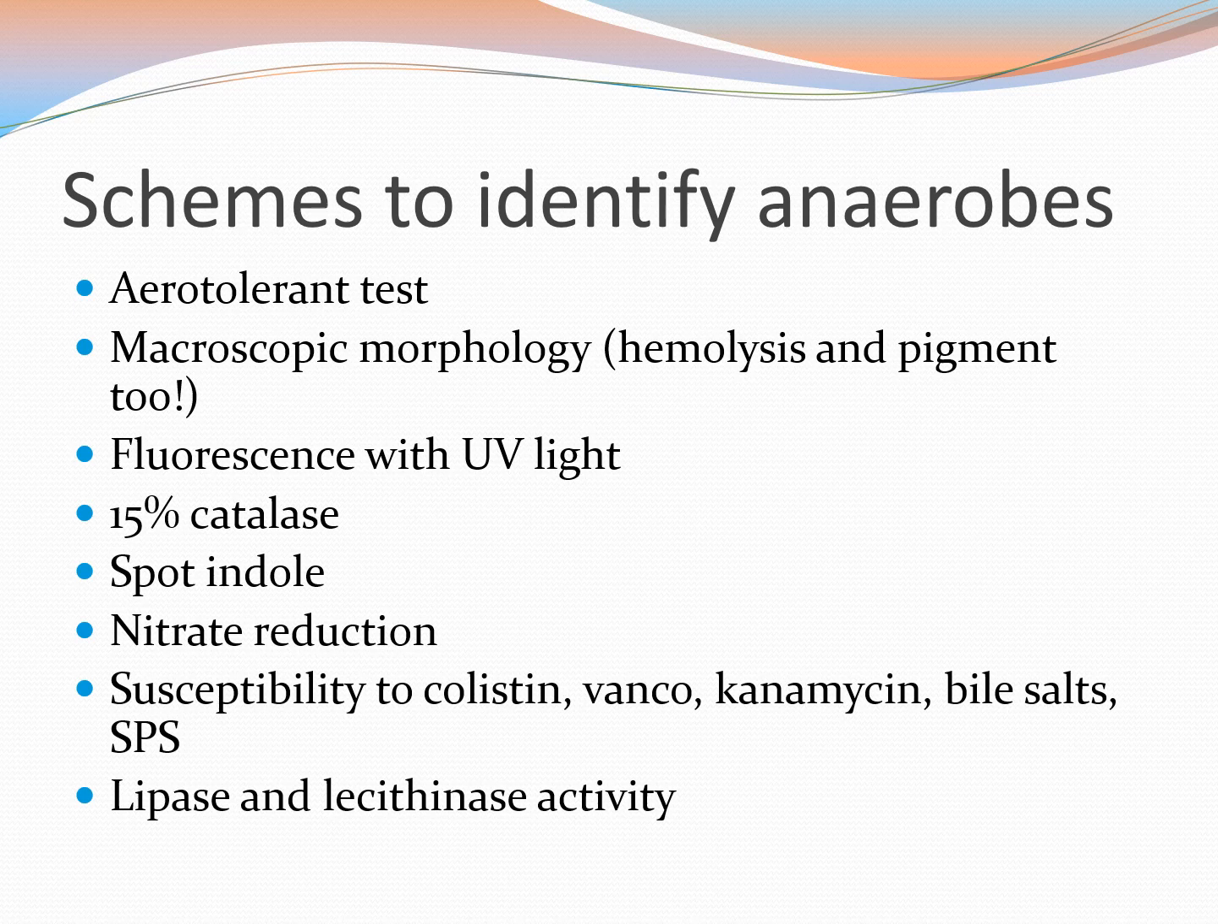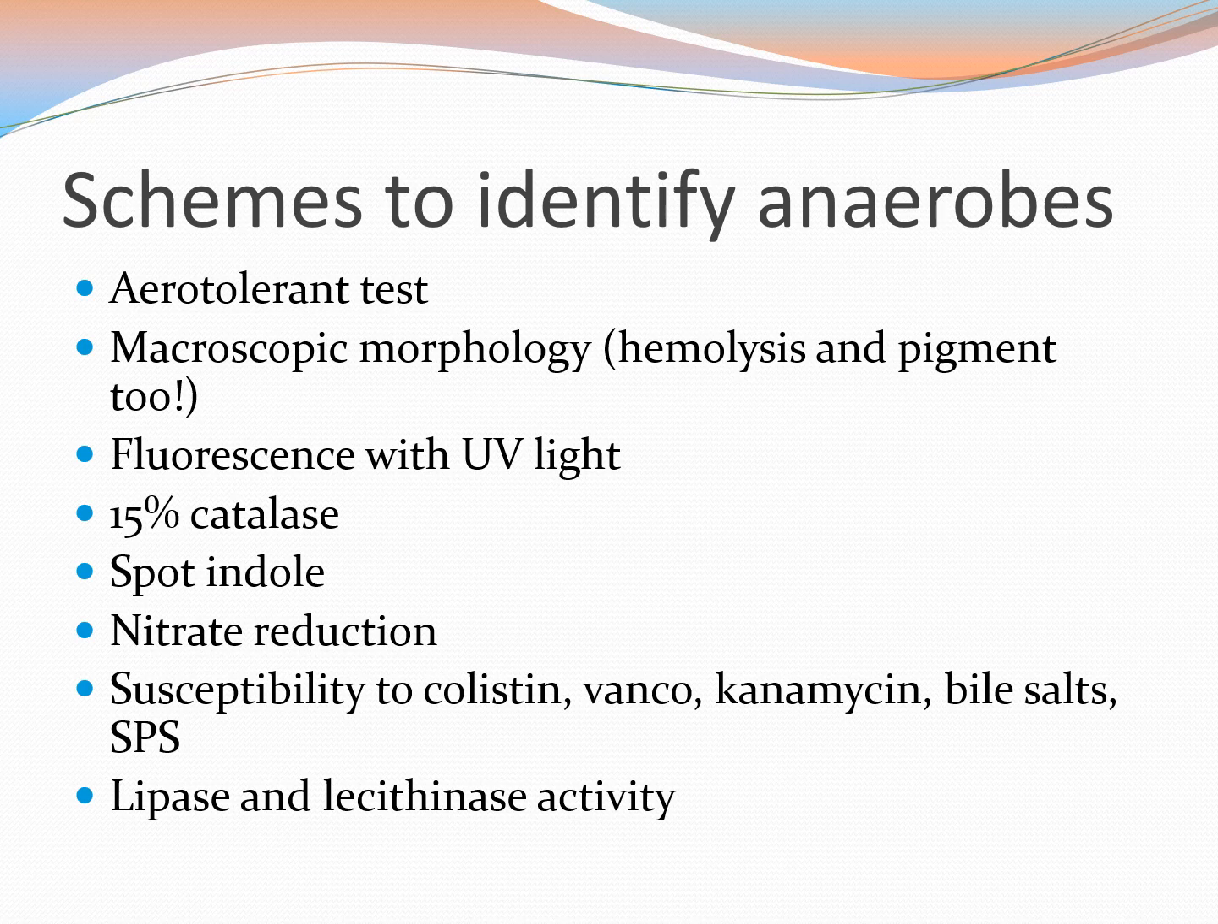Then we want to look at the macroscopic morphology. Take a look at the organism's hemolysis and pigment. If it is an anaerobe, stain it. This will determine your next task for identification. You can also fluoresce the organism with UV light. If it's green, it's probably going to be a Fusobacterium, and if it's brick red, it could be a Prevotella, a Porphyromonas, or a Veillonella.